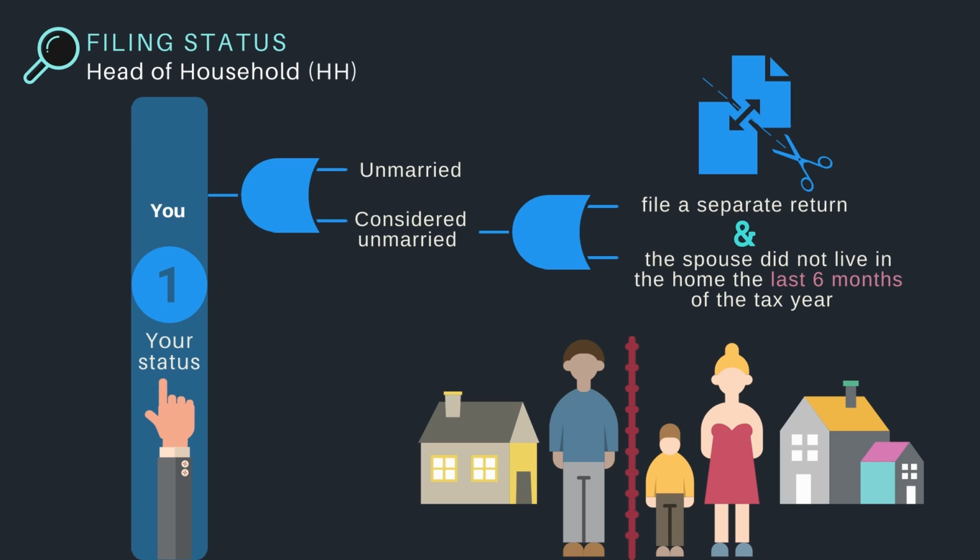To be more specific, for filing as head of household, you are either unmarried or considered unmarried. You are considered unmarried if you file a separate return and the spouse did not live in the home the last 6 months of the tax year. In other words, you might be able to file as head of household as a single person, or even if you are technically still legally married.